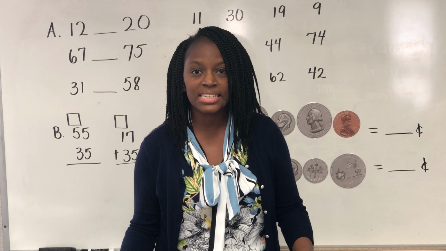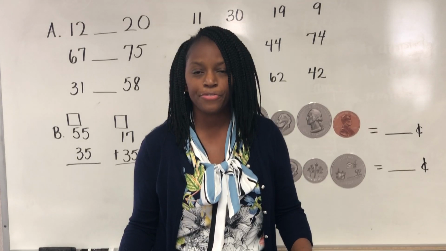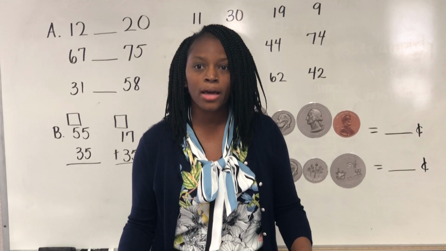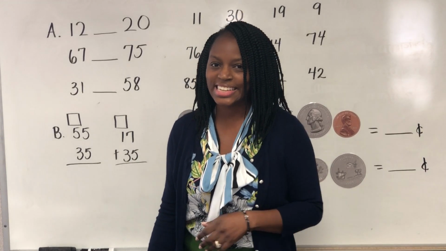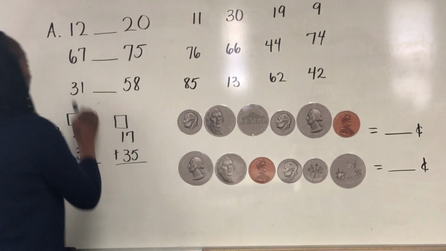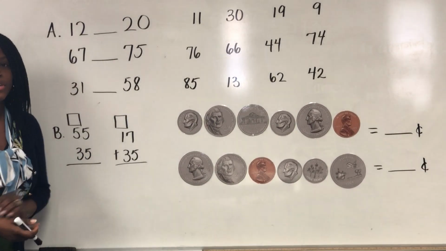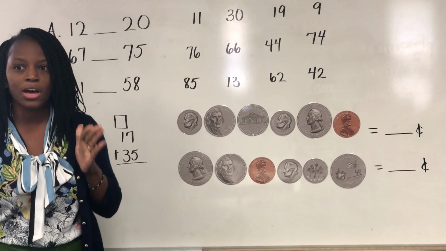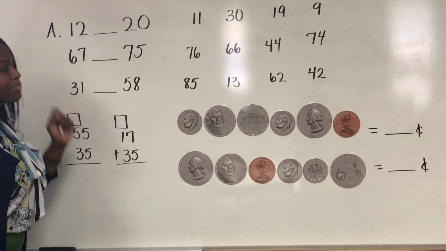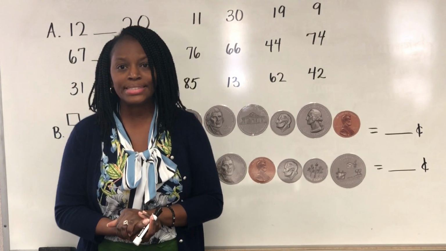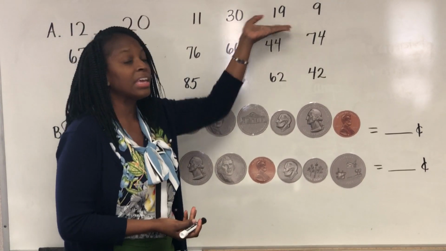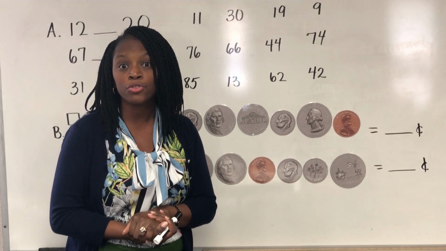Today is lesson 145. All right, boys and girls, join me as we take a look at our board. Take a look at section A. We have some numbers. We're going to find the between numbers, the numbers that fall between a range of numbers. For example, I have the number 12 and 20. We need to pick out a number from this side over here to find out which number comes between.